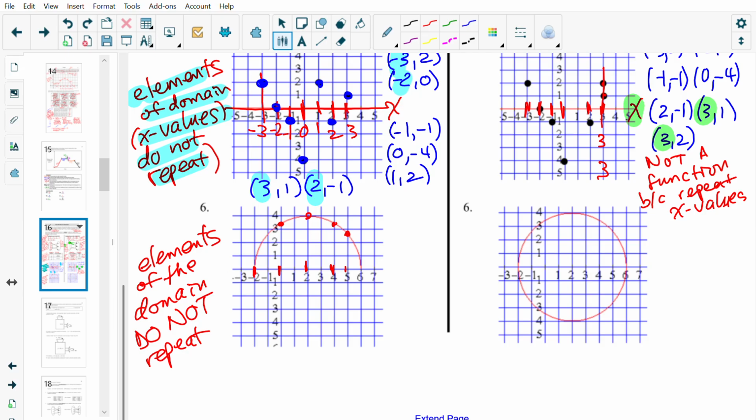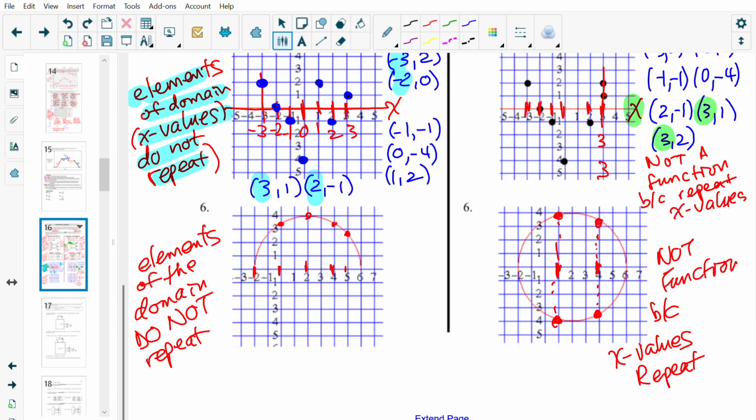How about here? If I pick a random x value, let's pick 1. Well, I have this value here or this value here. And you can see for this circle, you have the same problem on this side. If I pick an x value of 4, I have 2 possible values on this circle. So this is not a function. Why? Because x values, or values of the domain, repeat.